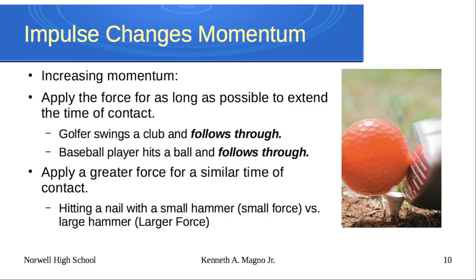So as we said before, impulse can change momentum. So J equals delta P. Okay.